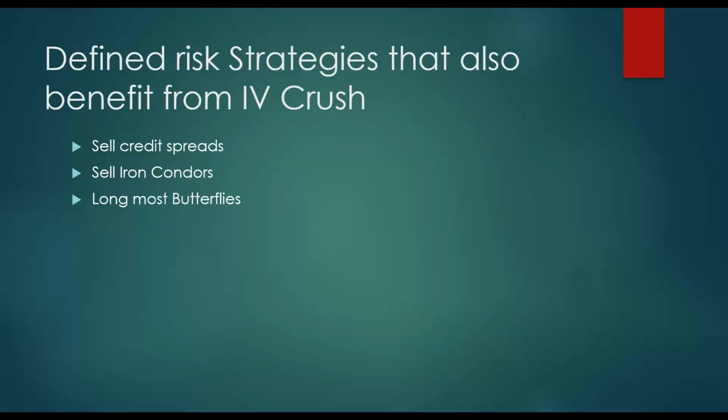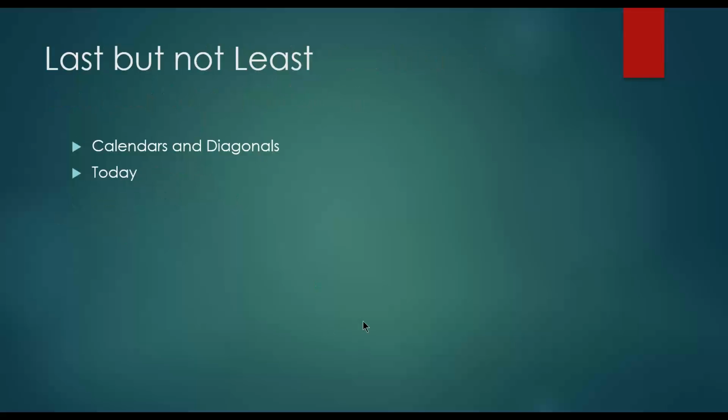So that would be a defined risk strategy. So these are the most common ones that we often talk about. But last but not least are calendars, which we covered fairly extensively in the last webinar, but we didn't touch on diagonals. And I'm going to jump right into double diagonals today as an exploitation of the implied volatility crush.